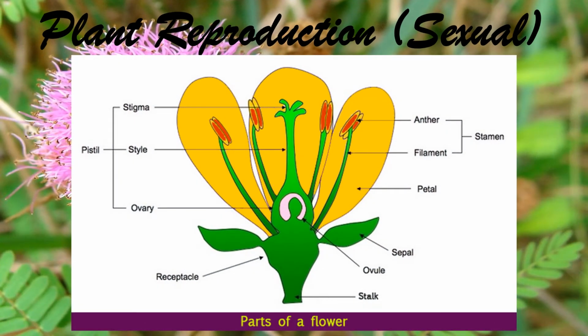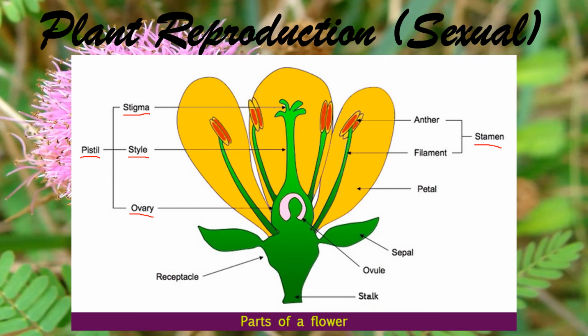This is an illustration showing the different parts of a flower. As you can see here, the pistil, which is the female part of the flower, is made up of the stigma, which is a sticky opening that pollens get attached to. And then you have the style, which connects the stigma to the ovary, and the ovary, where the ovule is held or contained.